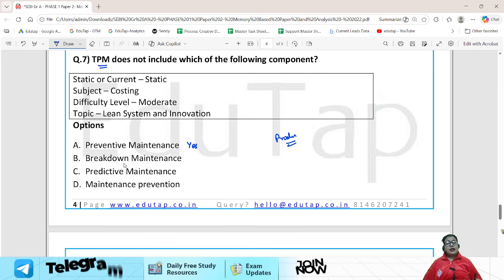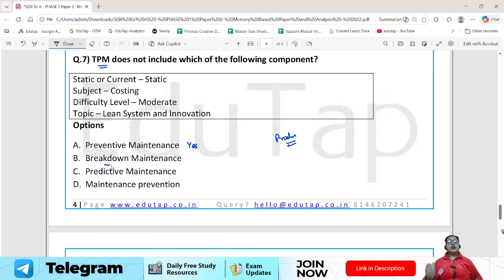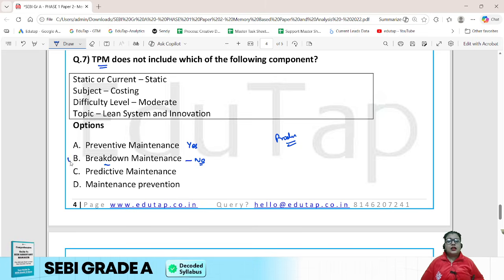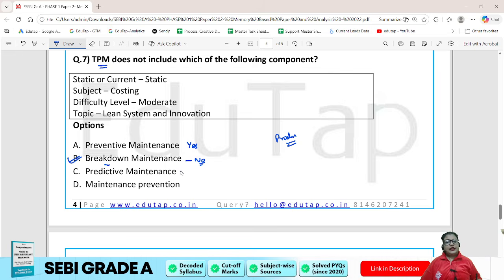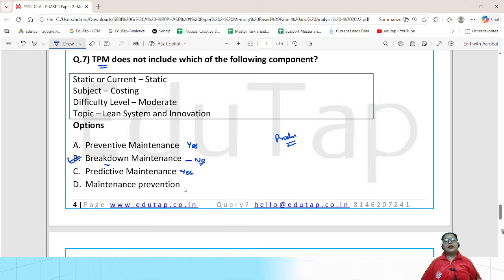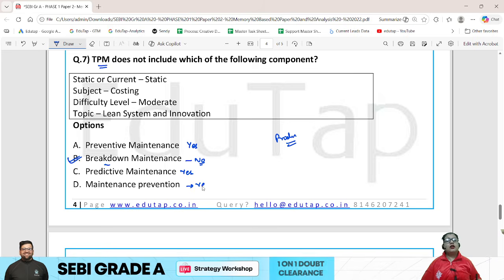ठीक है. सो प्रिवेंटिव मेंटेनेंस यस. ब्रेकडाउन मेंटेनेंस, ब्रेकडाउन मतलब मशीन जब ब्रेकडाउन हो गई, खराब हो गई, उसके बाद उसको मेंटेन करना. सो नो, टीपीएम कहता है कि पहले से ही मेंटेन करके रखना है. ठीक है. तो ब्रेकडाउन मेंटेनेंस तो गलत है, विच ऑल्सो मेक्स इट द करेक्ट आंसर. TPM does not include breakdown maintenance. Predictive maintenance, yes, पहले से ही मेंटेन करना है. Maintenance prevention, that is also true. ठीक है. So breakdown maintenance इसका correct answer है because it is not a part of TPM.